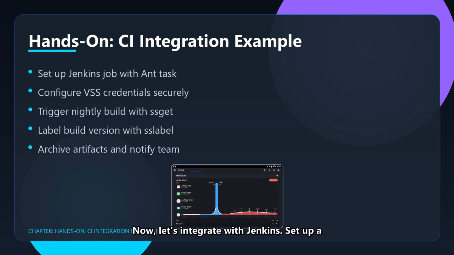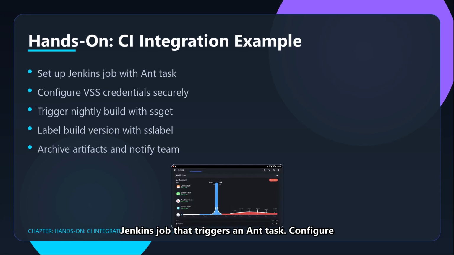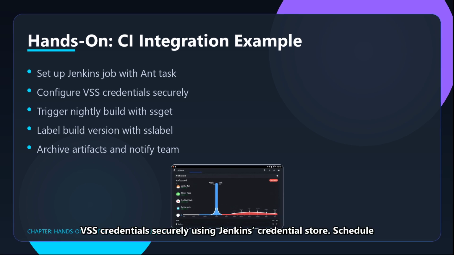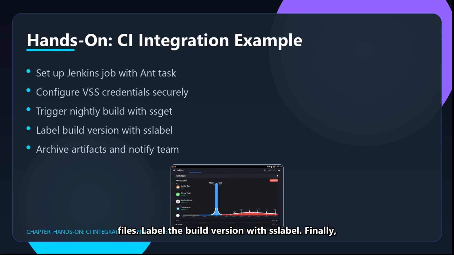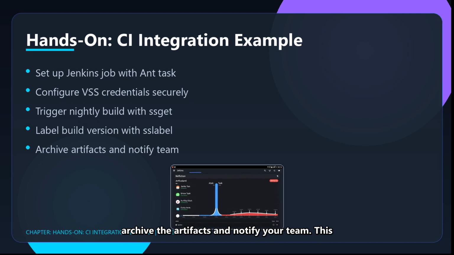Now let's integrate with Jenkins. Set up a Jenkins job that triggers an Ant task. Configure VSS credentials securely using Jenkins Credential Store. Schedule a nightly build that uses ssget to retrieve files. Label the build version with sslabel. Finally, archive the artifacts and notify your team. This example ties everything together.